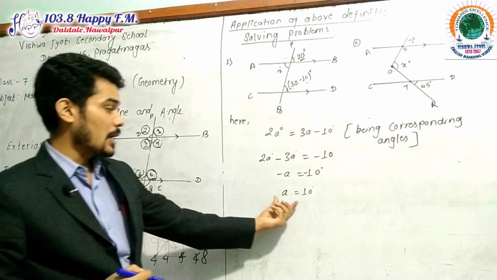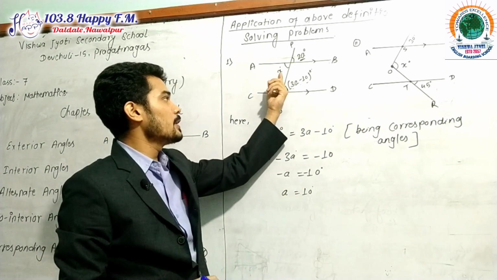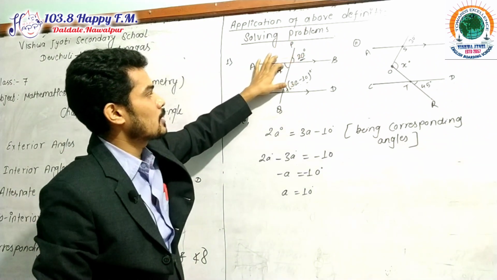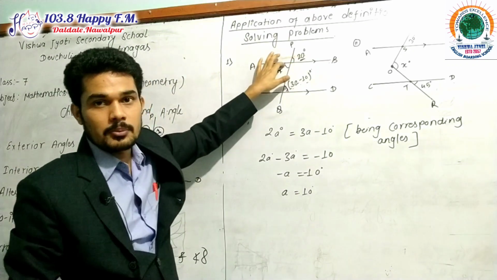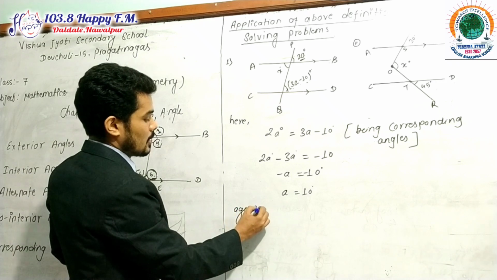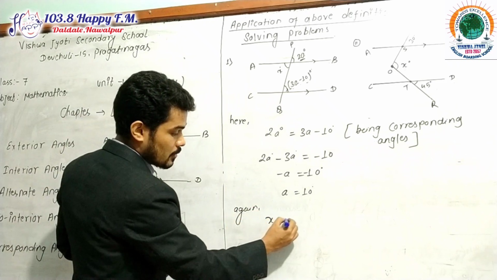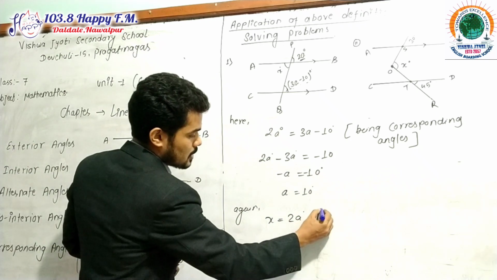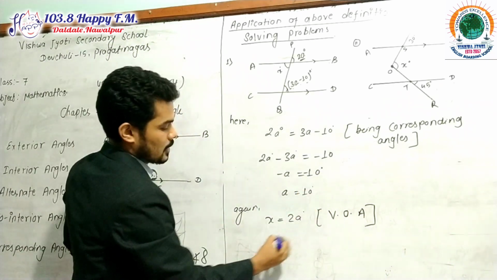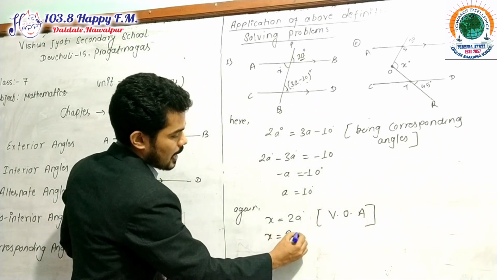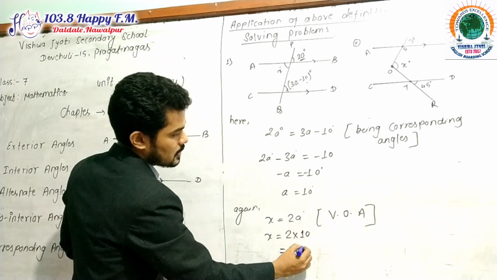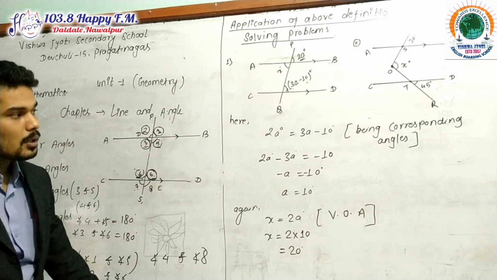Now we have got the value of a. Now we have to find the value of x. You can see x and 2a are vertically opposite angles. We talked in the last video about vertically opposite angles. X and 2a are vertically opposite angles, and vertically opposite angles are also equal. So x is equal to 2a degree. What is the reason? Being vertically opposite angles. So x is equal to 2 times the value of a. A is 10, so x is equal to 20 degree. This is how we solve the problems.